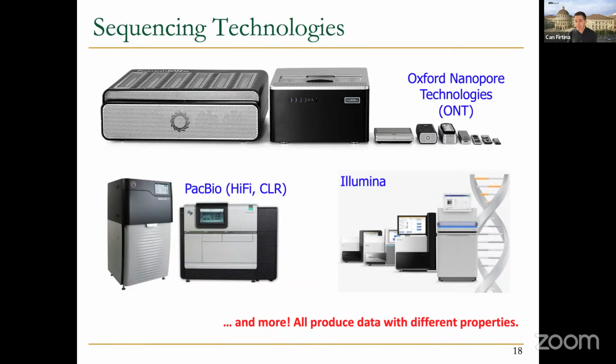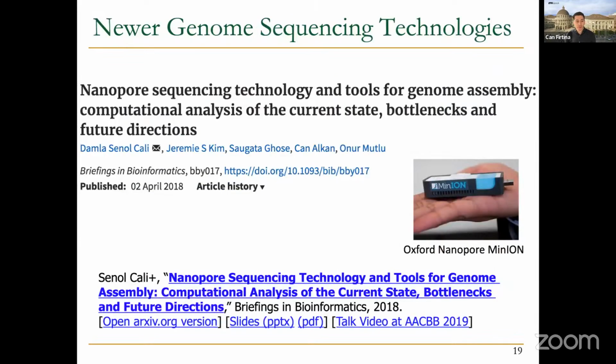There are many sequencing technologies nowadays, for example Oxford Nanopore Technologies, PacBio, and Illumina, and they each have certain limitations, certain benefits, and certain conditions to produce the output. We're going to be covering these as well, I believe, next week in our lecture.